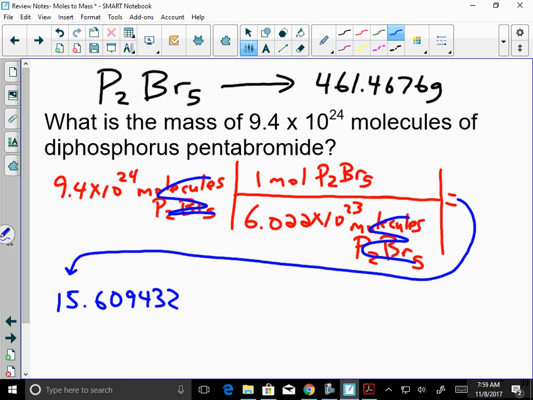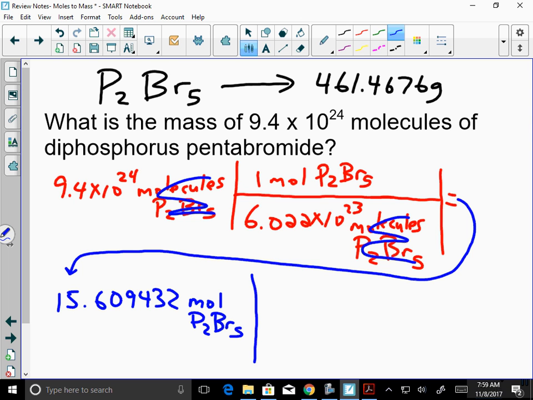15.609432. And I'm going to leave that whole number. There's a couple more digits, but I think I have enough to round this later on. I'm going to leave that whole number there because I don't want to round yet. And my label is moles of P2Br5.